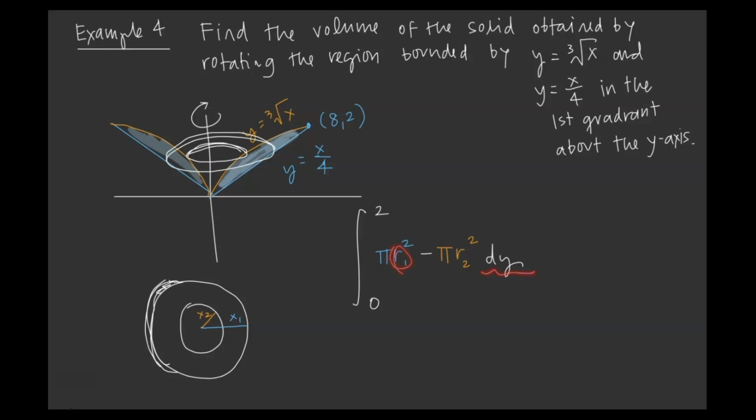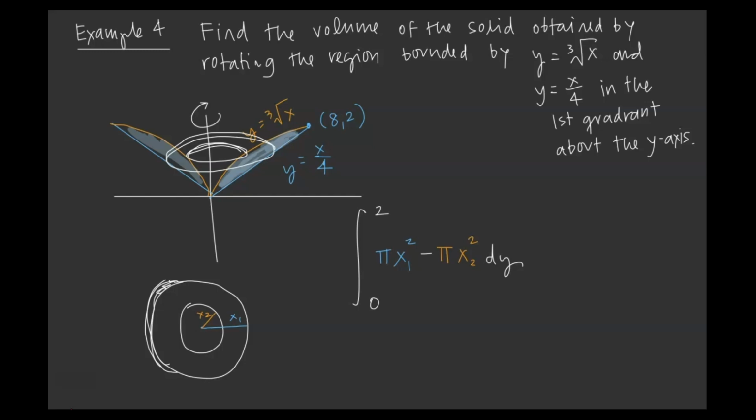We're integrating with respect to y. So this is the same thing as x from the blue, x1 squared. And we can't even really use that, but let's think of it this way for a minute. And then the orange one will be pi times x2 squared. This is the area of our washer.